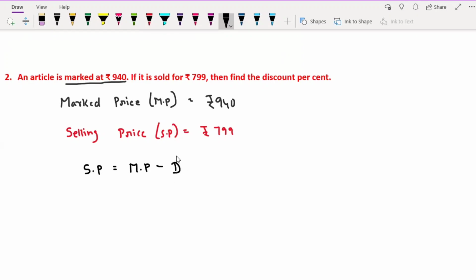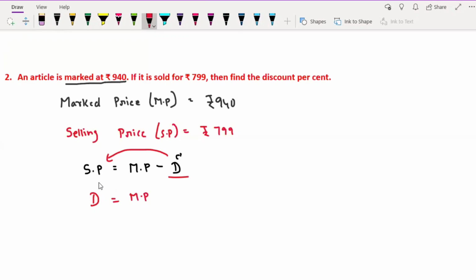And this discount is not in percentage, it is in rupees. Okay, for information. So let us substitute the values. Before substituting the values, let us just frame our formula as we want to find out the discount. So let us transpose it to the left hand side. So discount, I'm going to transpose it to the left hand side. As you can see, it is negative. So when it has been transposed to the left hand side, it gets positive, is equal to marked price.